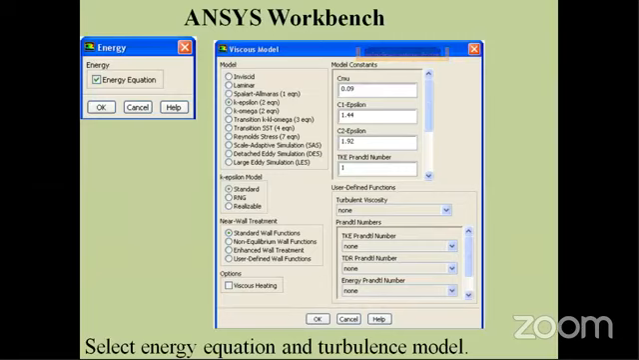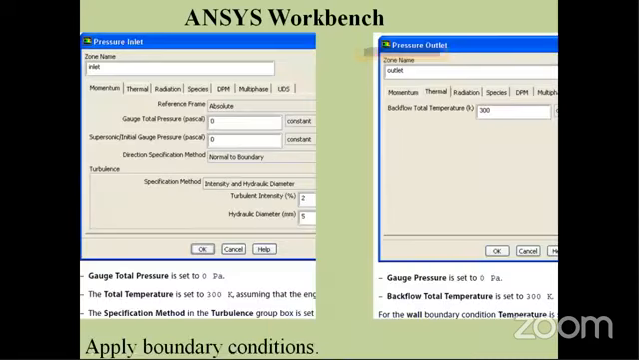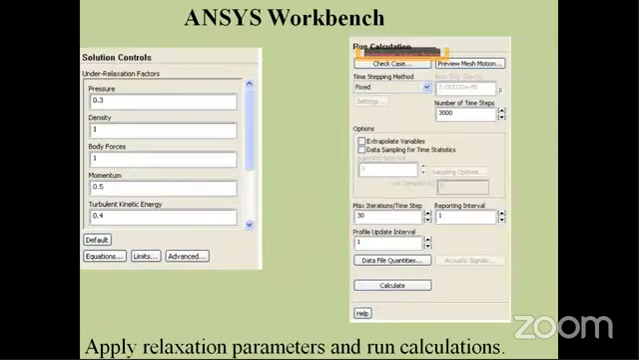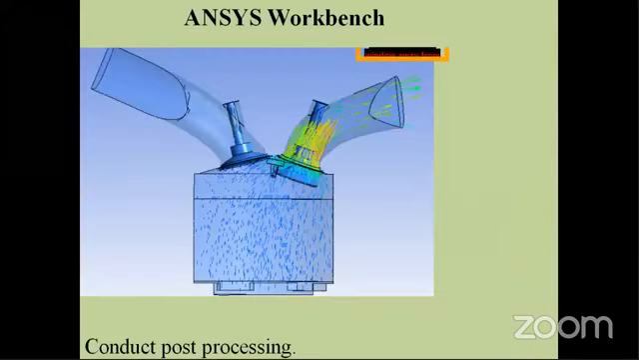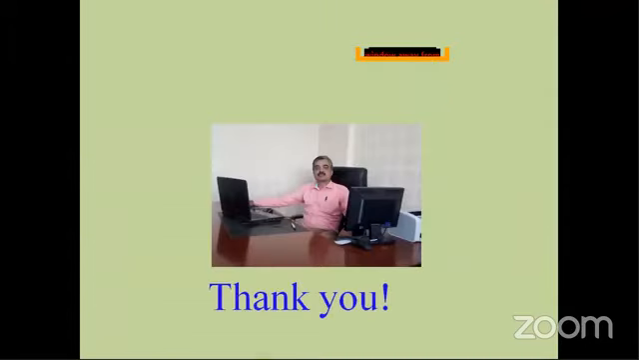We switch on the energy equation along with the turbulence, then give the boundary conditions at inlet and outlet. Then give the relaxation parameters. Then after simulation, we can do the post-processing.